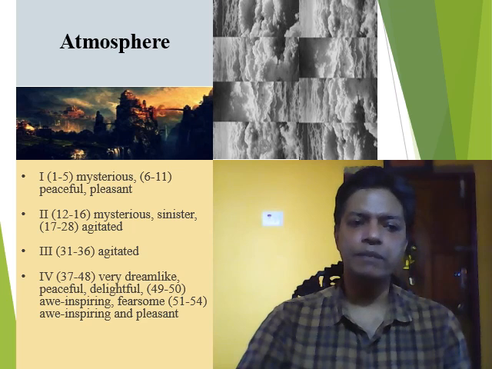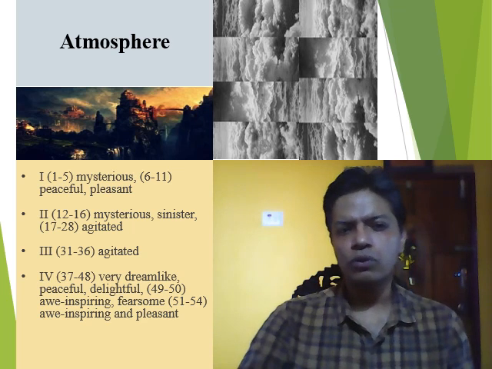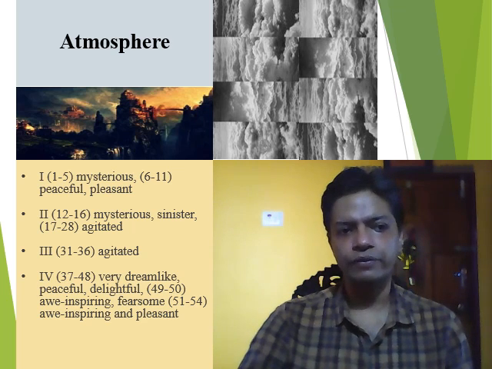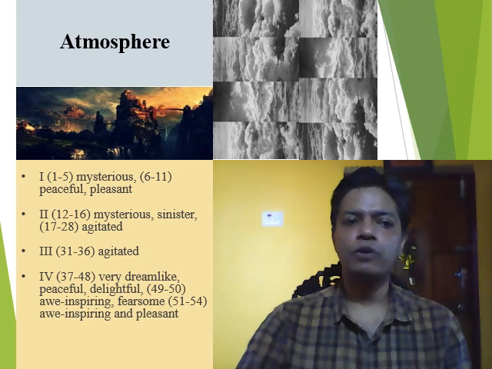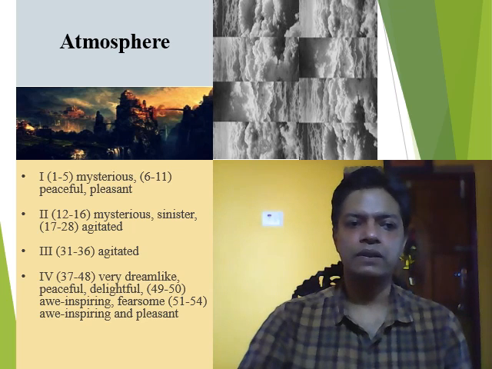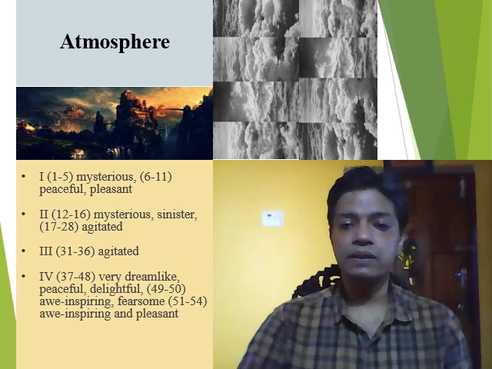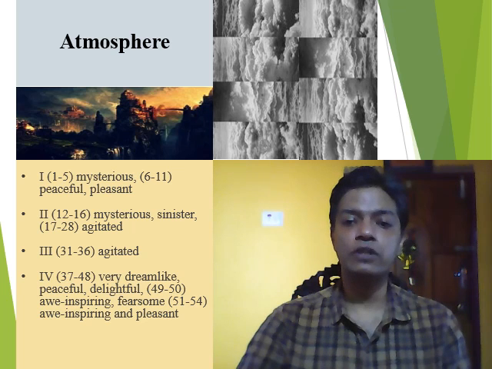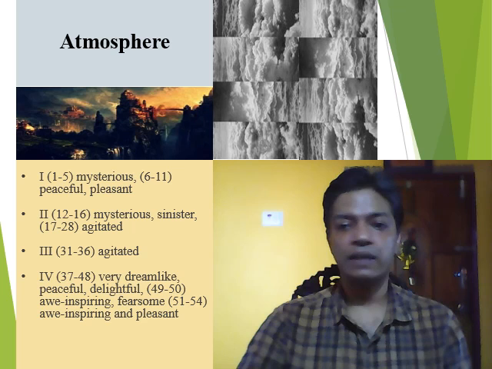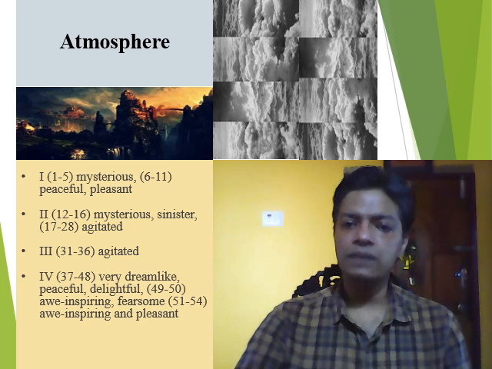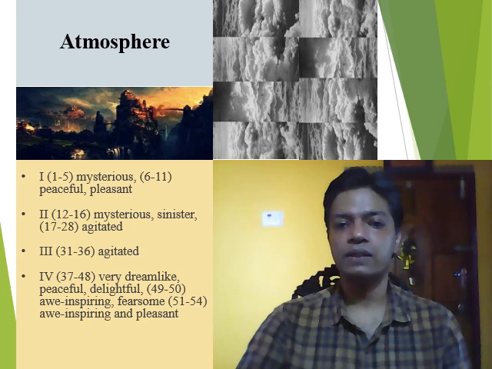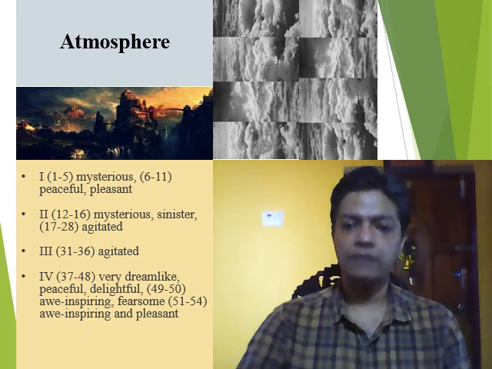This mysterious atmosphere is created through a recourse into historical narrative. Then there is a peaceful, pleasant atmosphere in lines 6 to 11. In the second section, lines 12 to 16, there is again the use of the mysterious and the sinister. In lines 17 to 28, there is an agitation in the world of nature. In the third section, lines 31 to 36, this agitation is exaggerated.